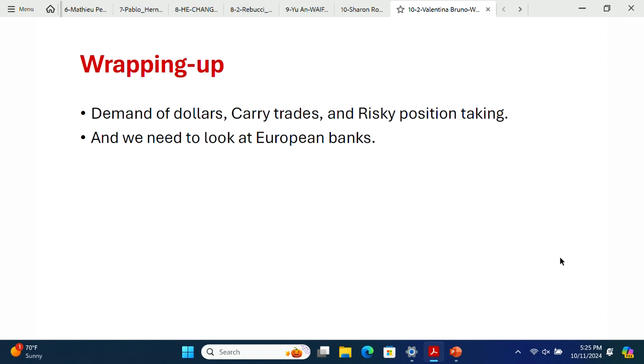It's a huge demand for dollars. I really want dollars. There is a lot of carry trade going on and risky position taking. And this is on purpose. I want to make money. I am greedy. And also we need to look at the European banks to understand what's going on on the other side. And I'll stop here.